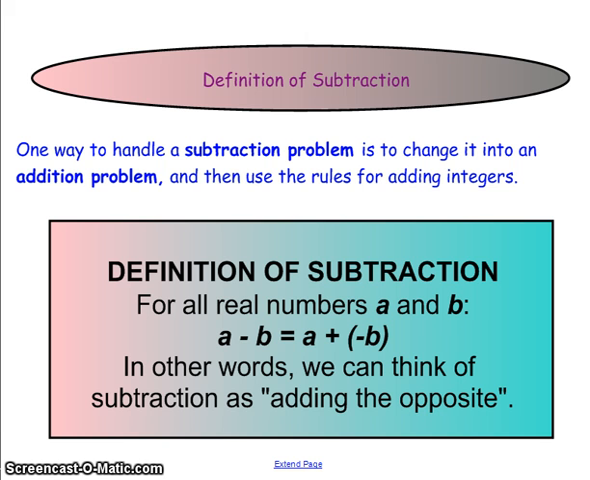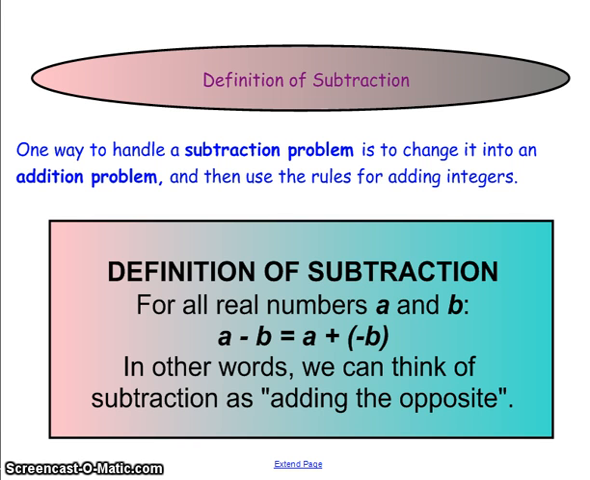I want to draw your attention to the definition of subtraction. This can also be found in your textbook. For all real numbers A and B, basically what we're saying here is if you are subtracting two real numbers, that's the same as adding the opposite of the second value. So instead of reading it as an A minus B, we can think of it as an A plus -B.